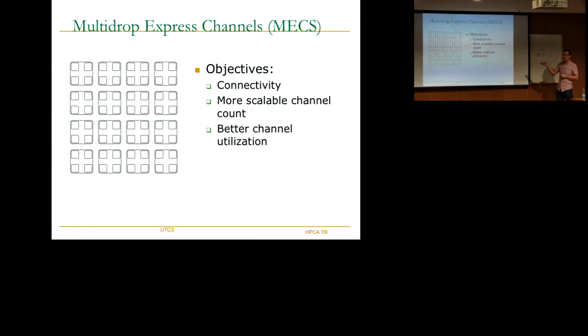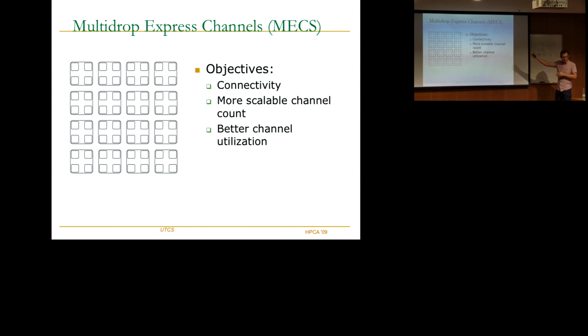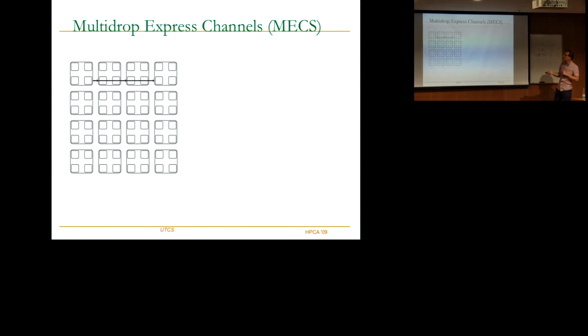Okay, so this is the idea in this work. We want to have similar connectivity somehow, but we want to have more scalable channel count, as you said, and better channel utilization. And the idea is, why not have multi-drop express channels? As opposed to having separate links to each of them, have a single link, but have a multi-drop bus. And a multi-drop bus is something that looks like this. You can drop at any drop point. And that's the idea. And you can do it over this way as well.